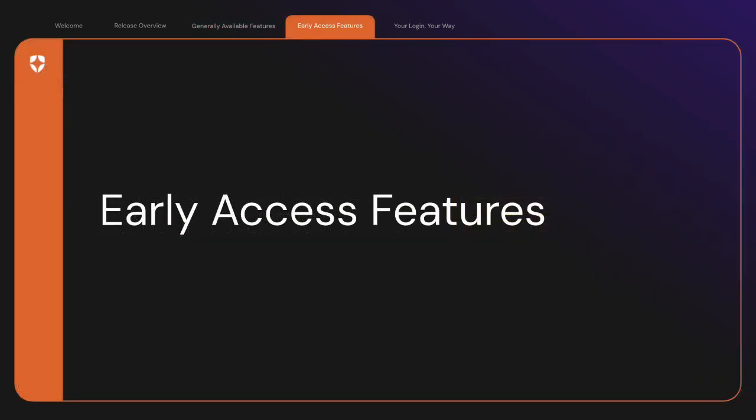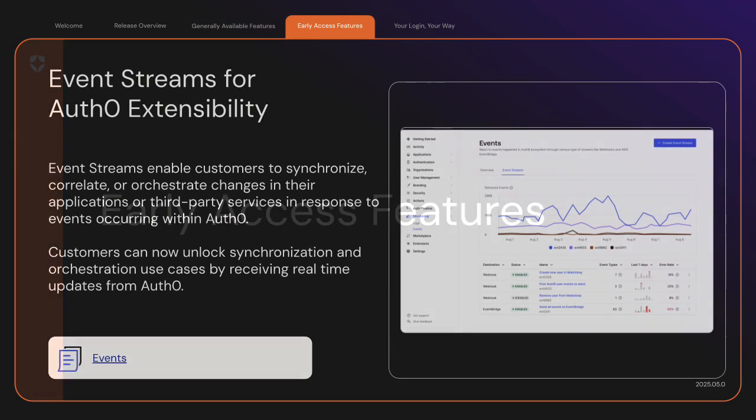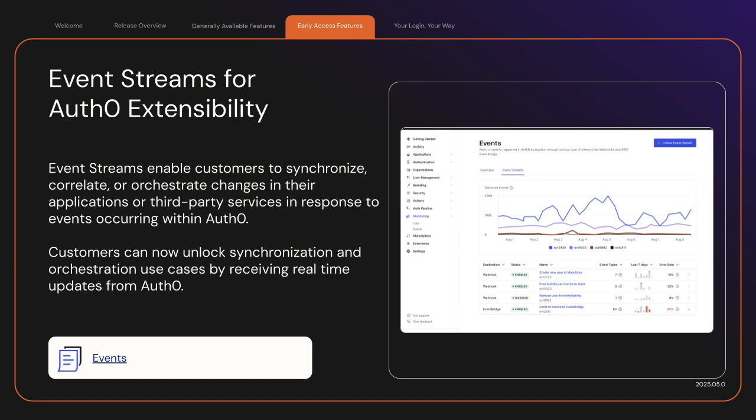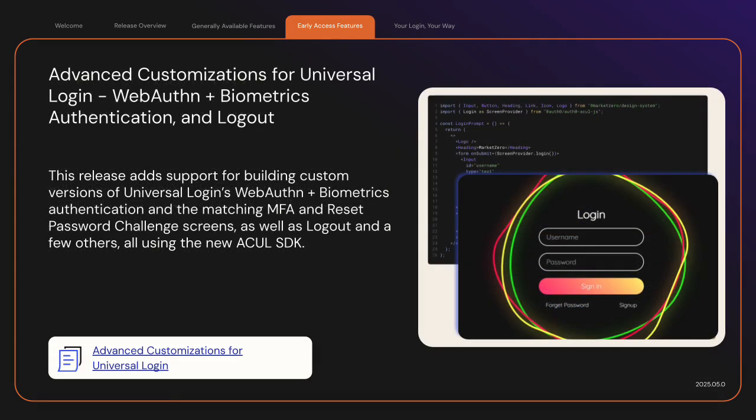Now let's take a look at some early access features. Event Streams is now in early access. This feature enables customers to synchronize, correlate, or orchestrate changes in their applications or third-party services in response to events occurring within Auth0. Customers can now unlock synchronization and orchestration use cases by receiving real-time updates from Auth0.